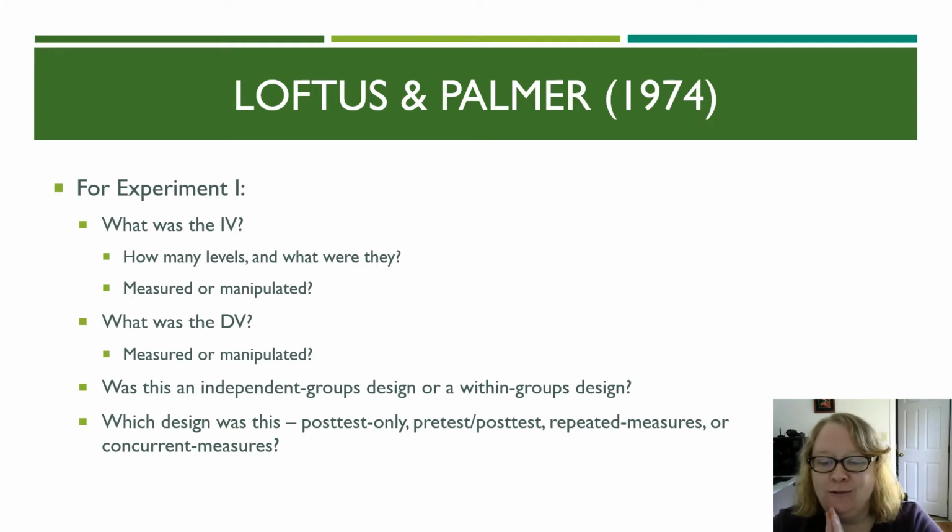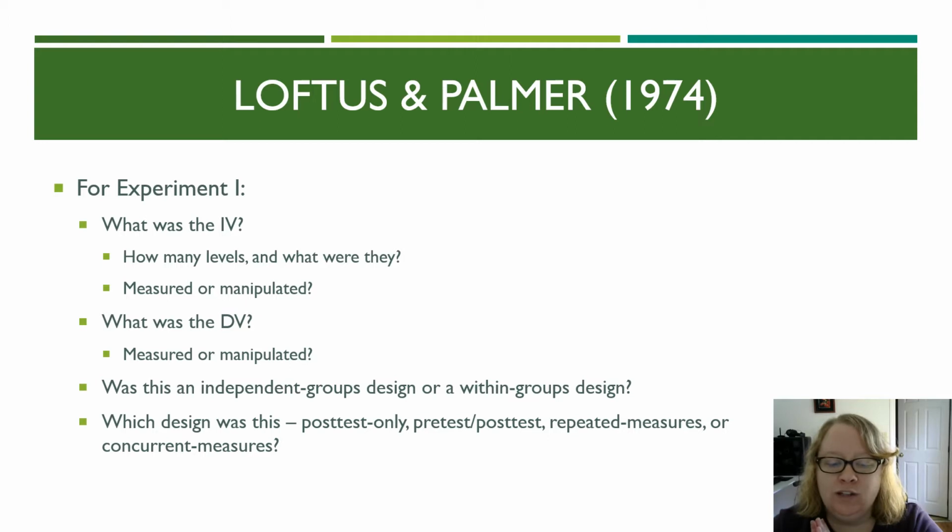All right, and then specifically, what design was this? Again, you can rule out repeated measures or concurrent measures because this is not a within groups design. That leaves post-test only, pre-test, post-test. Then you have to ask yourself, did they see the DV once or twice? And in this case, they only saw the DV once. They watched the car accidents, they had the manipulated question phrasing, and then they gave the miles per hour estimate.